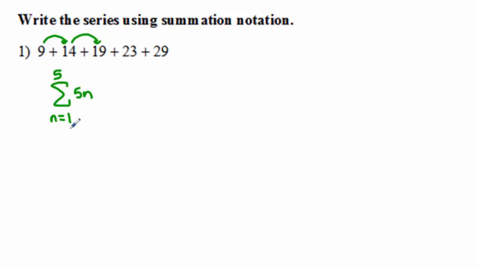And then I have to think about if I plug in 1, I don't get 9, which is what I want to get. So I have to either add or subtract something so that when I plug in 1, I'll get 9. So when I plug in 1, I get 5, so I'd add 4 to that to get 9. So this is my answer for summation notation.